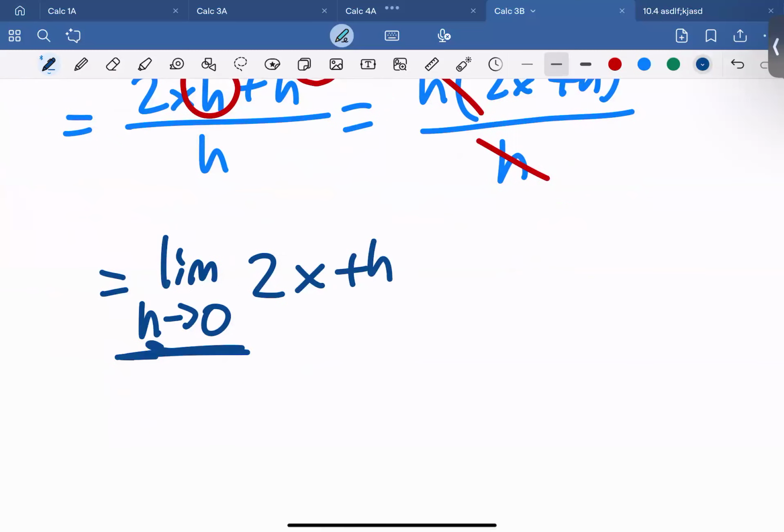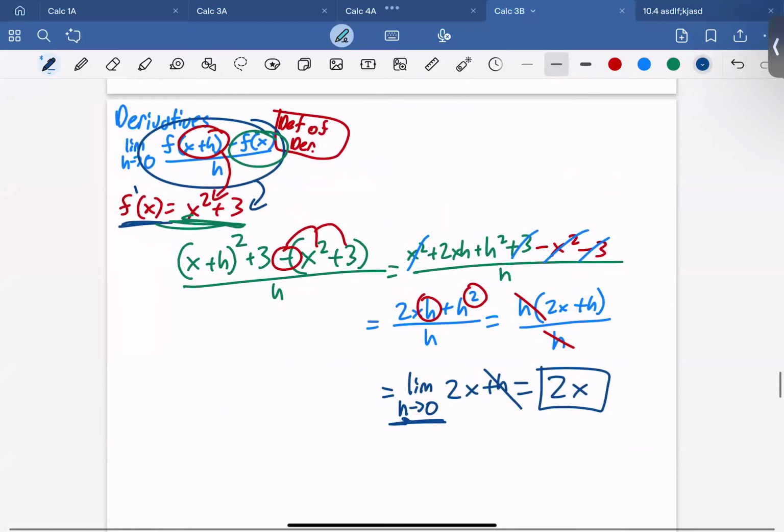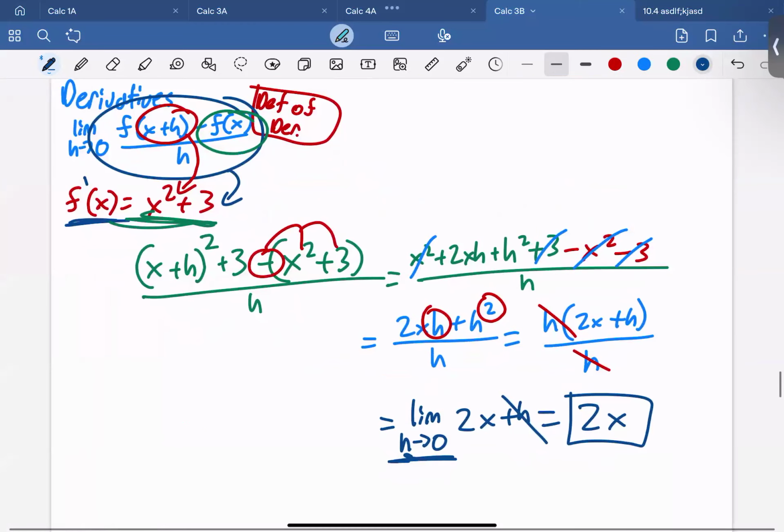How do I do a limit? I just plug it in. That's my first step. So the limit, plug in 0 for h, you would get 2x. Cool. Okay, so it's not too bad. I know it can be a little tricky getting it set up here with the x plus h squared. But you're only going to see 2 definition of the derivative questions on the quiz.